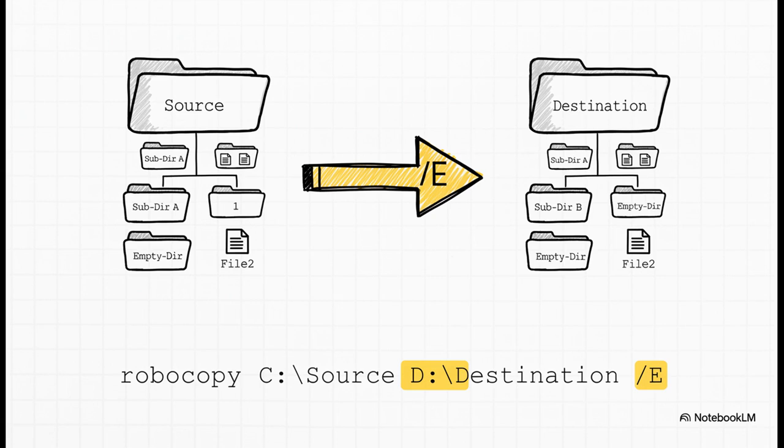But wait, what about all the folders inside the source folder? Well, for that, we add our first switch. By tacking on a /E, you're telling Robocopy to copy all the subdirectories too, even if they're empty. Now you're copying the whole structure, not just the loose files.